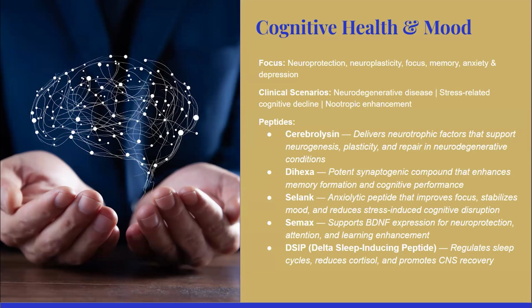It's in this category. Cerebrolysin, it's going to deliver nootropic factors. It's kind of a cocktail of these different growth factors, and it's going to really help to drive up BDNF, promote neurogenesis, neuroplasticity, repair, and help with neurodegenerative conditions. That is the one. There's so much incredible research. It's everywhere in the world except for the US. They took it away from us.